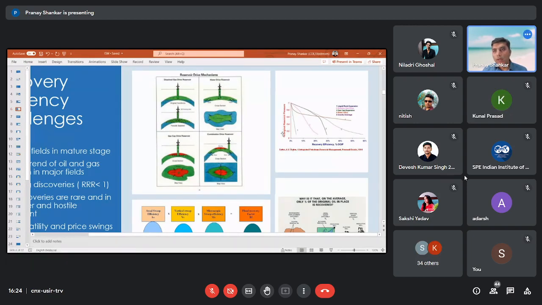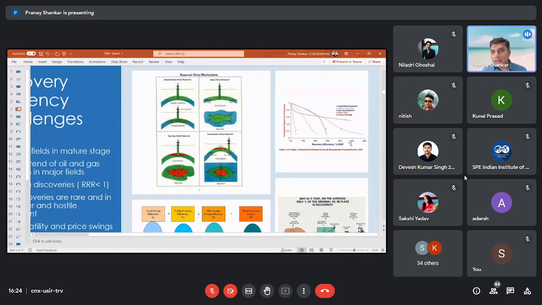So what this graph says is, you can see this plot on the y-axis is basically the percentage of original reservoir pressure. So this is nothing but you start with initial pressure, and this is how the pressure decreases over a period of time. And against this decrease in reservoir pressure, this is your recovery factor.